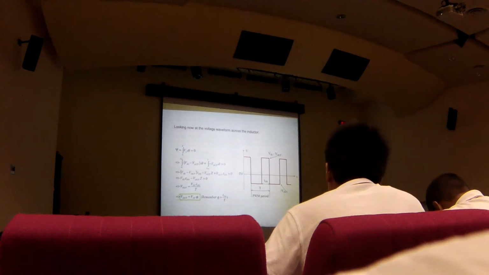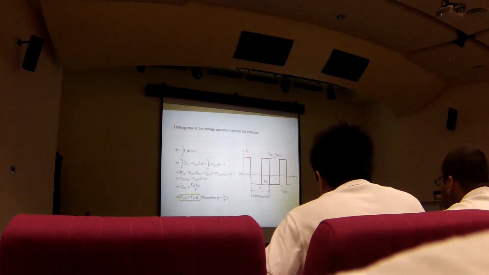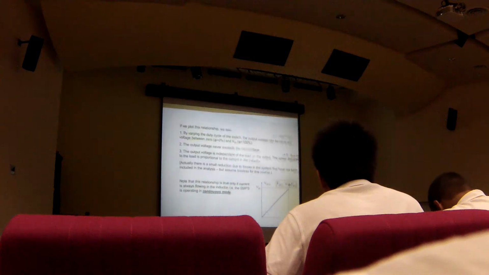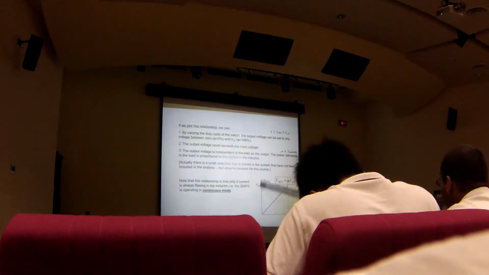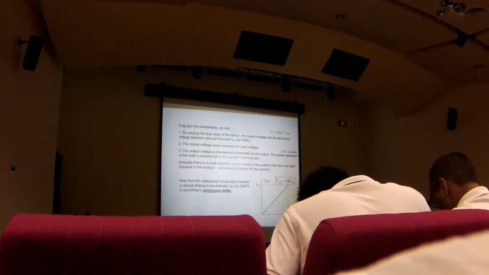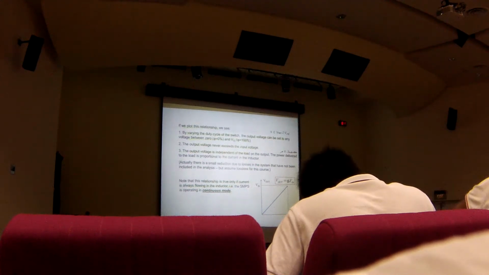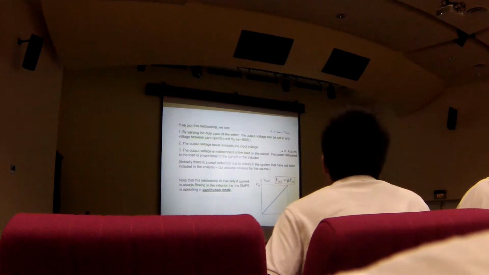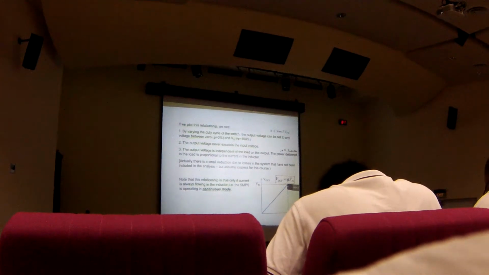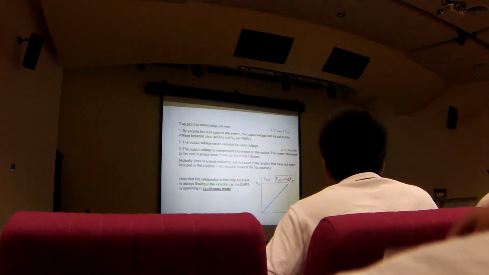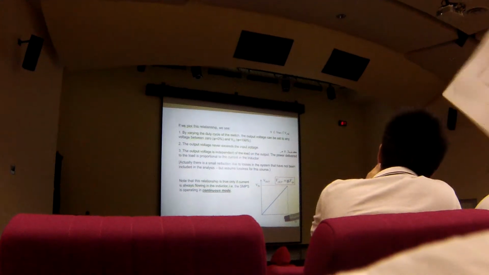If you were to plot this relationship, what will you get? You will get a straight line, for a graph of V in over phi. So when phi, your duty cycle, is 100%, your V in is equal to your V out. But if you were to vary your duty cycle of the switching, what will happen?